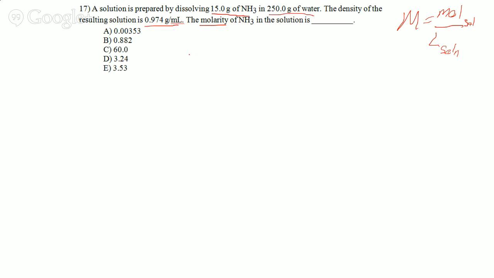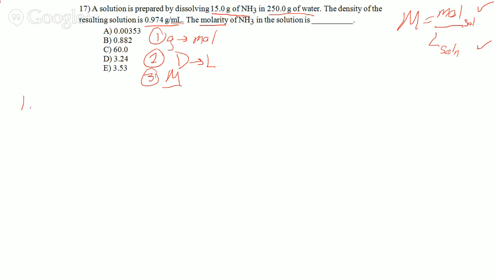All right, let's first figure out our plan of action. First, if they give us grams, we're going to need to convert that to moles, so that'll give me moles of the solute. Second step, I need liters, so how can I get that? They give me density, so I'm going to have to use the density to convert to liters. And then once I have that, I can just plug it in and solve for molarity.